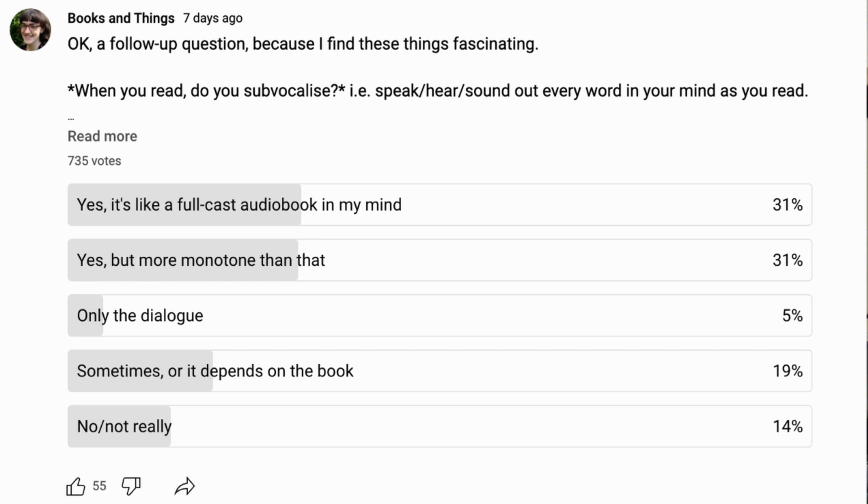Then 14% of people said they don't really subvocalize, 19% of people said it depends on the book or that they sometimes subvocalize, and 5% said they only subvocalize the dialogue. I found this really interesting, and the reason why I put the dialogue option on was because I know that's what I used to do when I was a kid.